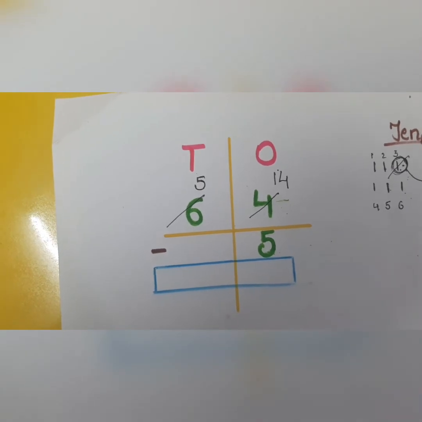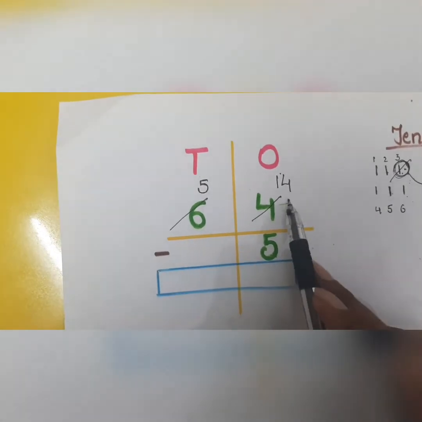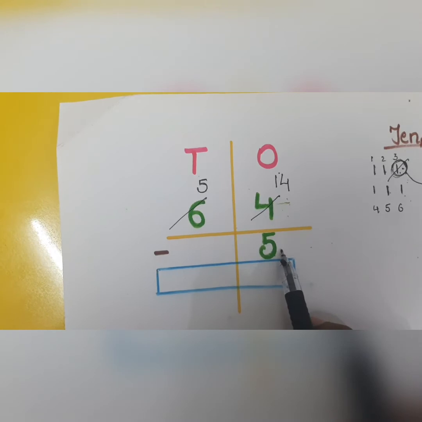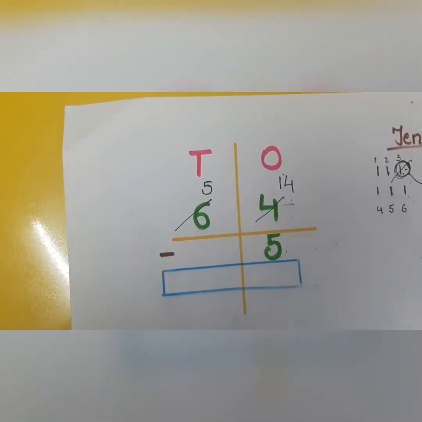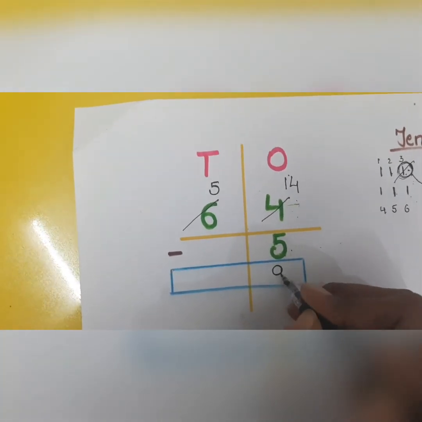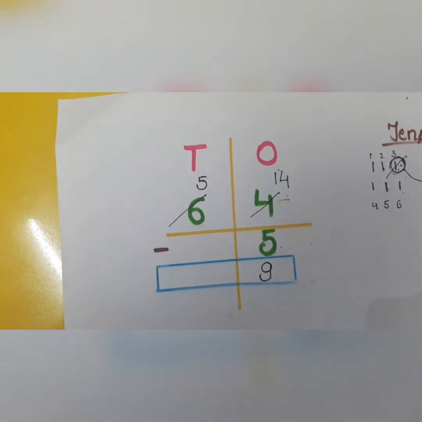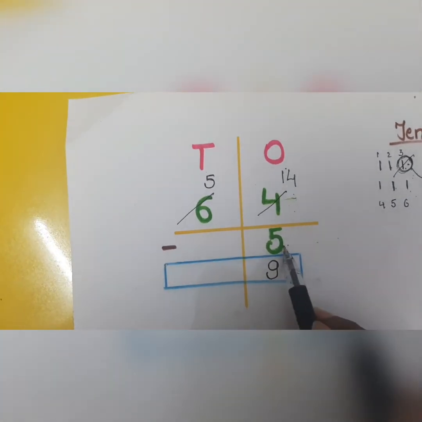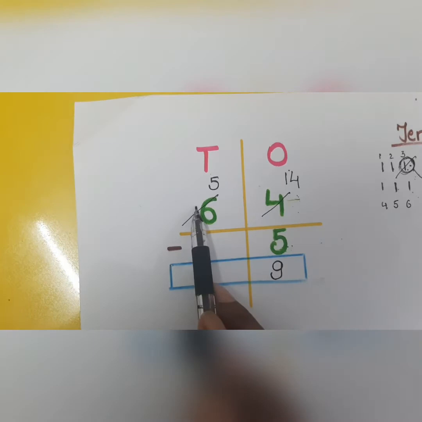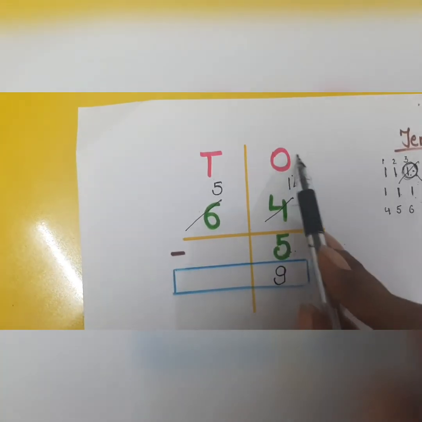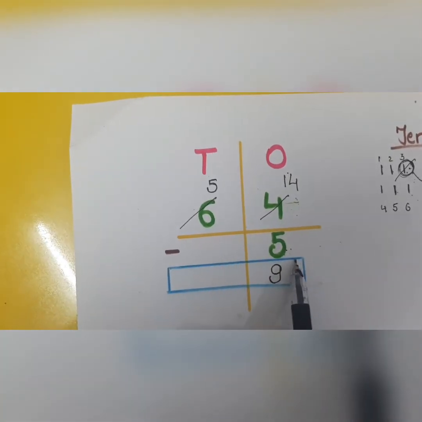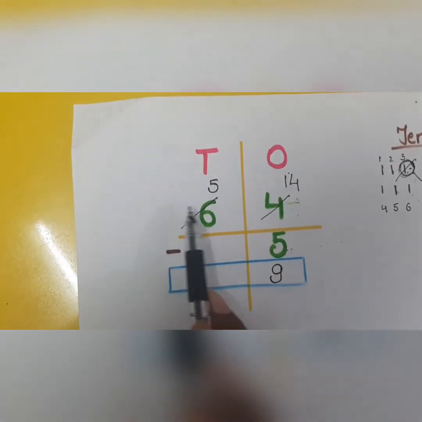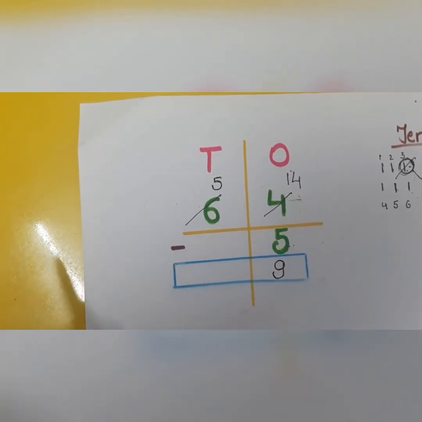Now we will subtract 5 from 14. So 14 minus 5 is 9. So 9 we got after subtracting 5 from 14. Now we come to tens place. Always we subtract the number at ones place, then we move on to tens place, then hundreds, and so on.